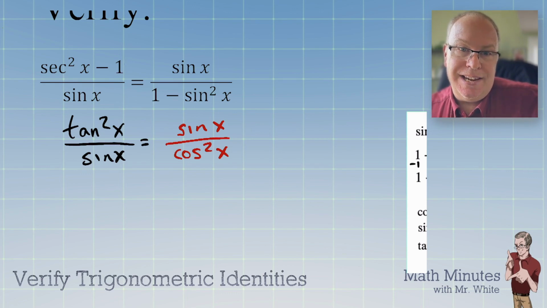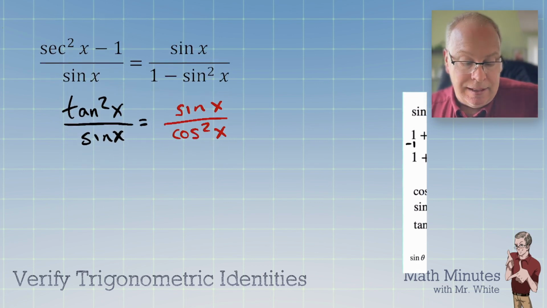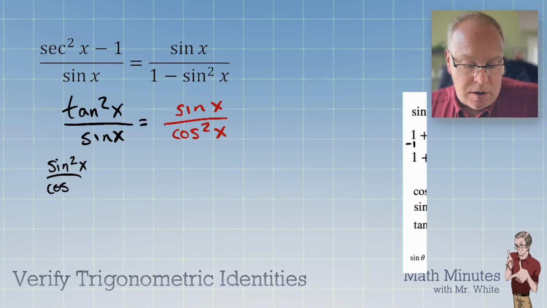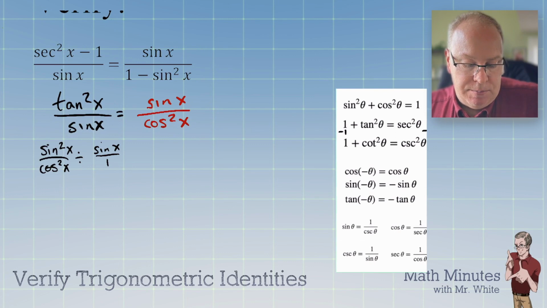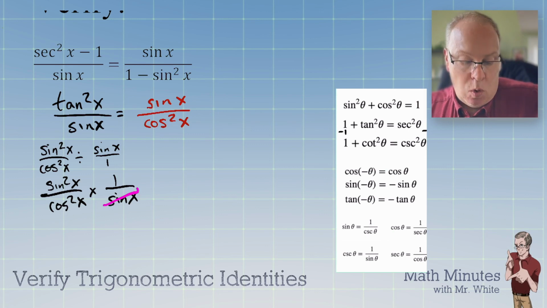I'm going to change that tangent to be sine over cosine, and I'm going to treat both sides like a division problem. Actually, I'm going to leave the red side, the right side, the way it is. So let's rewrite the black side, the left side, as sine squared over cosine squared divided by sine, and that would be on the top. And then you do your keep change flips. Now we have sine squared over cosine squared times 1 over sine. We're going to cancel this sine with one of these, just one of them.